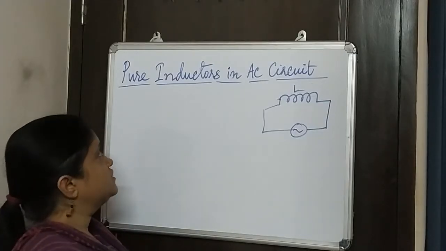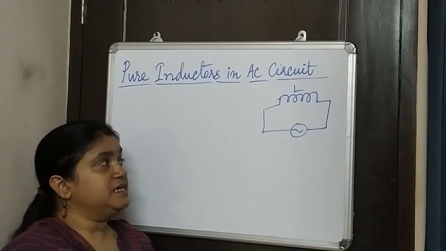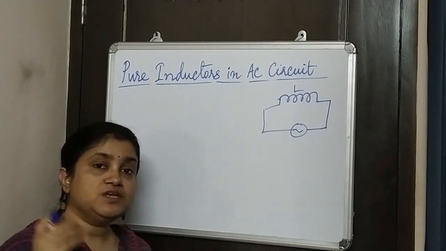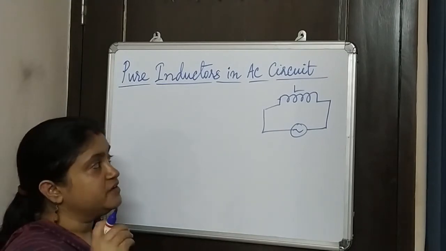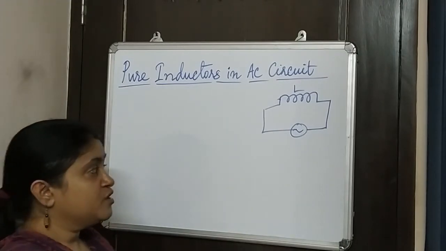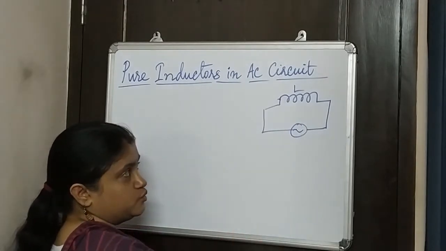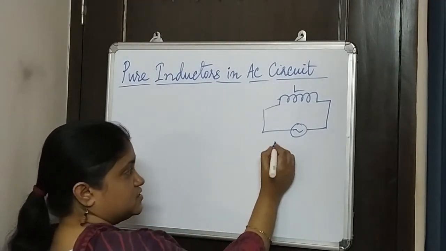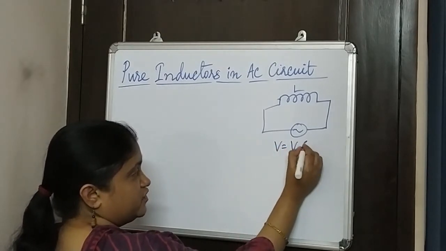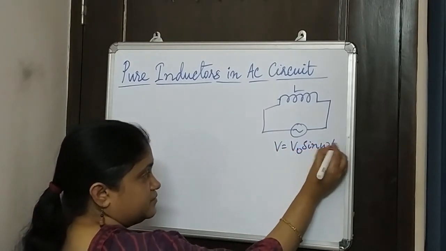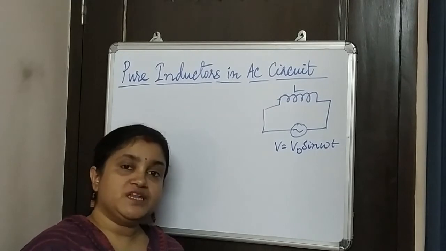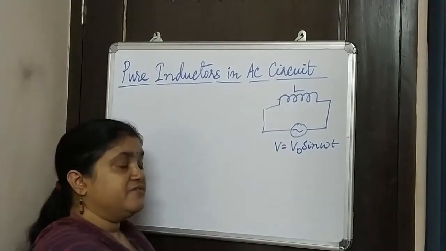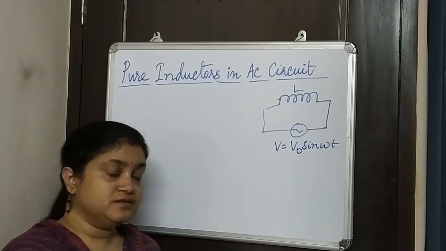We'll start with a pure inductor in an AC circuit. Now our circuit has only one inductor component. Suppose this is the AC source and this is the inductor. The AC source has a voltage V equal to V naught sine omega t. It means the source is moving with an angular frequency omega. This inductor has an inductance L.